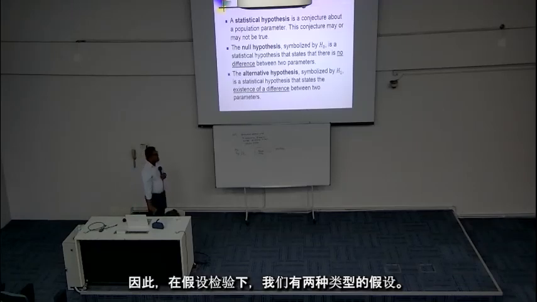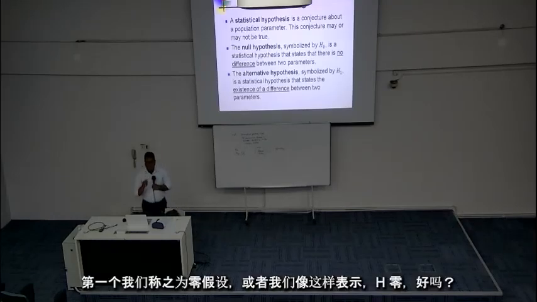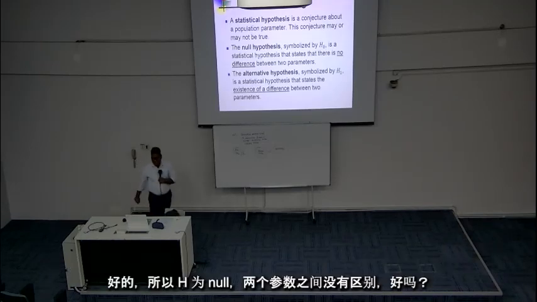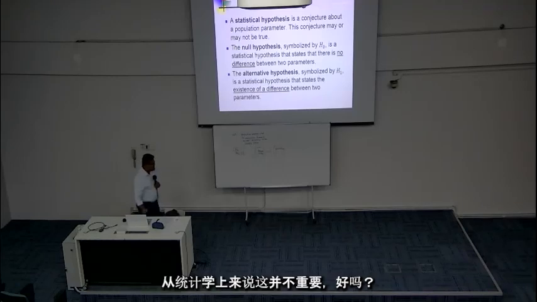Under hypothesis testing, we have two types of hypothesis. The first one we call the null hypothesis, which we symbolize like this, H null. Then we have another one, the alternative hypothesis, which we can call H1 or HA. So for H null, there is no difference between two parameters, there is no statistically significant difference.